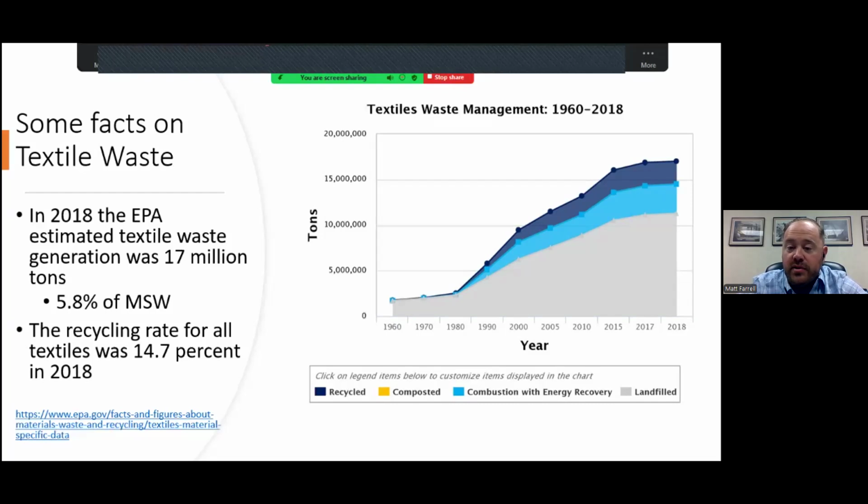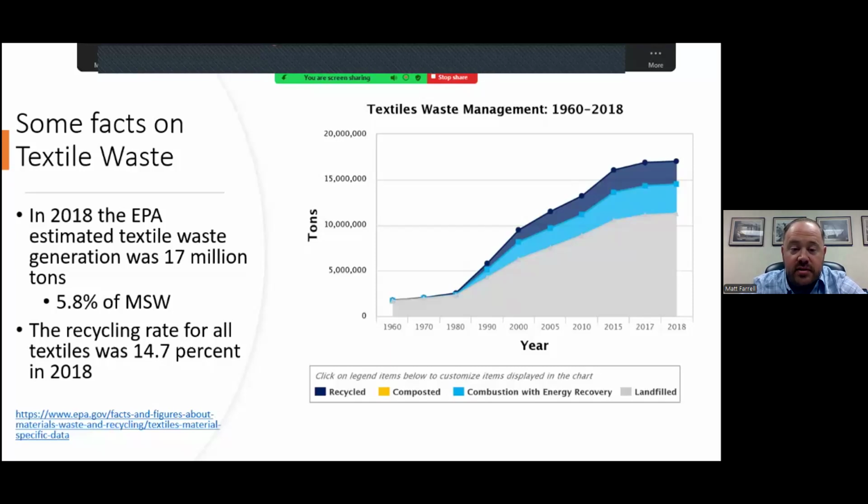And what that equates to is almost 6% of all the waste that's going into the municipal solid waste. So when we're looking at this graph, it's interesting that we are increasing the amounts that we're recycling and being able to get energy out of by combustion. But when you look at the rates, we also see that we're continuing to throw away more and more into the landfill. So essentially that rate for recycling stays the same. So why do we care about this?